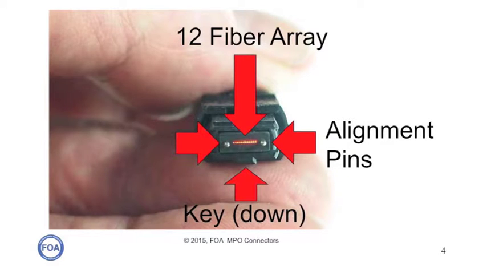MPO connectors are also keyed. The key is there because when you mate two connectors, you have 12 fibers in one connector that have to mate with 12 fibers in another connector. So if you think of it as one has fibers 1 to 12 and the other has fibers 1 to 12, do they meet 1 to 1 and 12 to 12? Or do they meet 12 to 1 and 1 to 12?